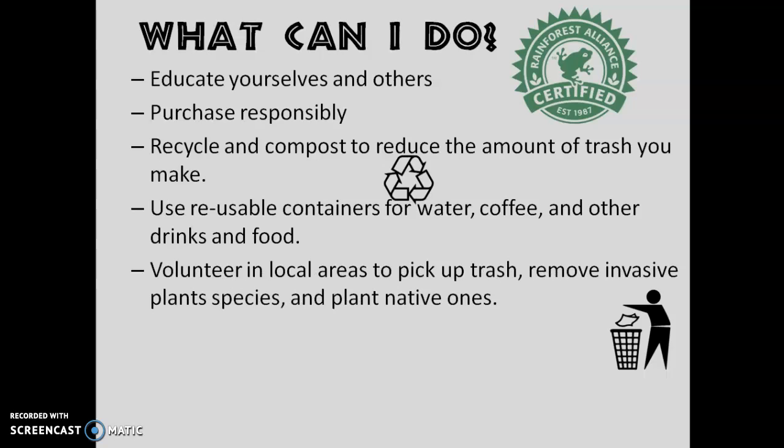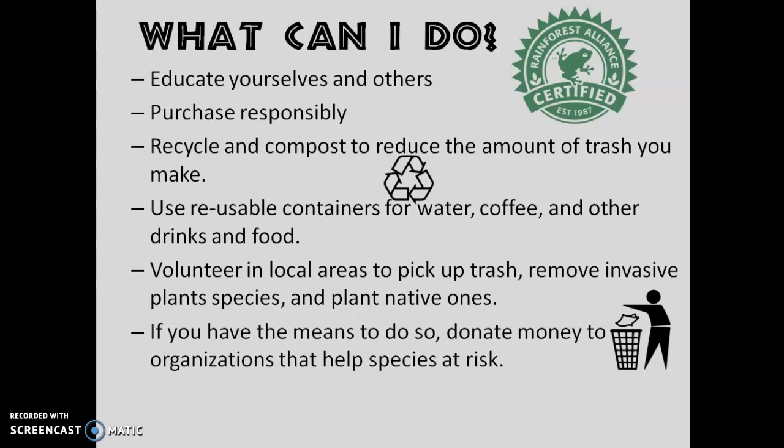A lot of our local parks, especially in the summertime, when you might be looking to get out, but of course stay your 6 feet away, you can volunteer in local areas to pick up trash, remove invasive plant species, and even plant native plant species as well. You don't have to be a part of this group to go pick up trash. You can literally just go pick up trash on one of your walks. Probably be good for you to get out anyway.